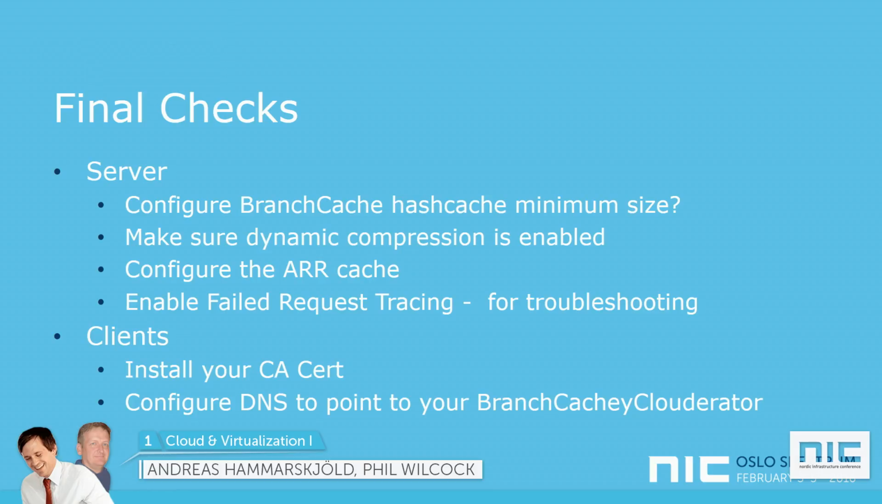So final checks. This is just a checklist really. Branch cache, hash cache minimum size, we mentioned it's a registry edit on the server. By default it's 64, change that to 4, whatever you want. Because in SharePoint, for example, you've got lots of image files which are quite small, but there's a lot of them. Every little bullet and icon in SharePoint, because it's quite a visual experience, you get tons of images that need to be downloaded every time you visit that page. For the first time, obviously, you're going to need to download those.